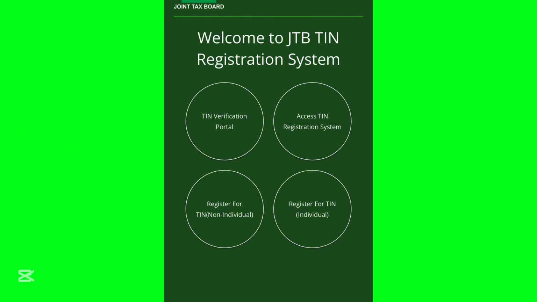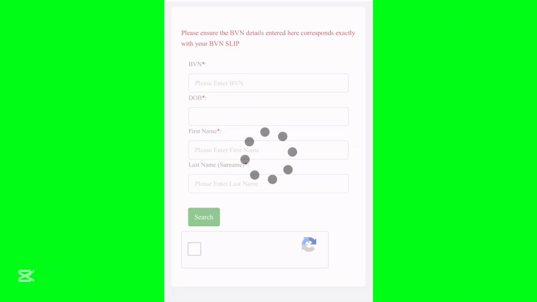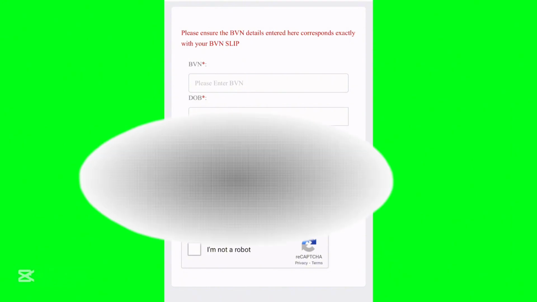So we'll go ahead, because I am registering as an individual. I'll click this, register for TIN individual. Alright, so here we are on this space. Please ensure the BVN details entered there correspond exactly with your BVN slip.